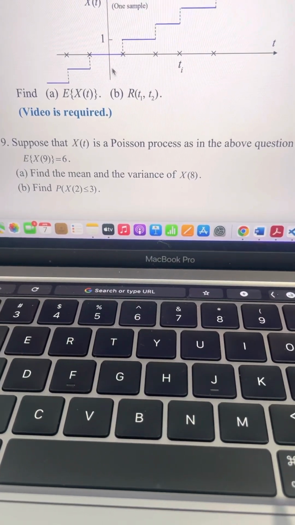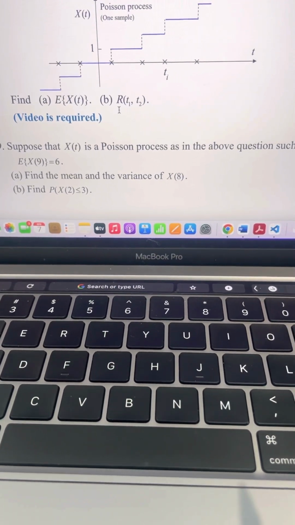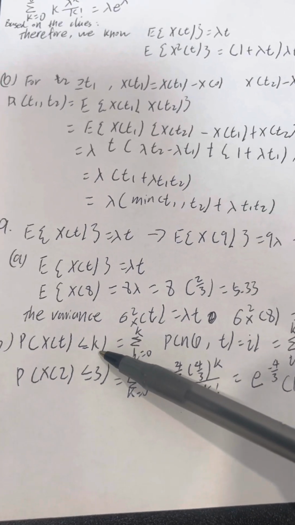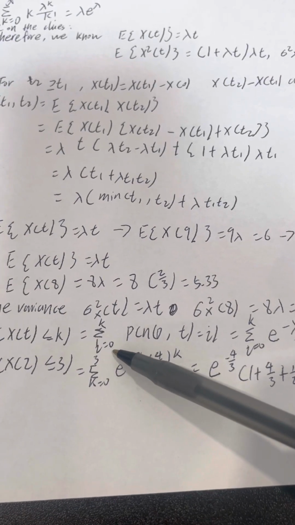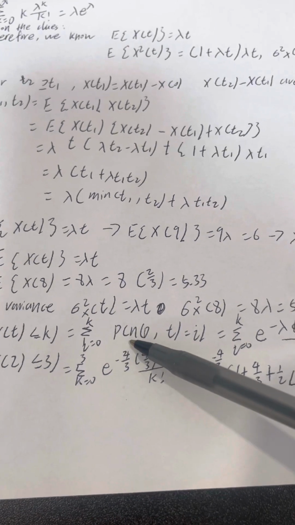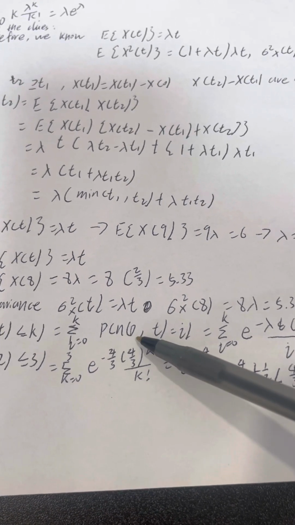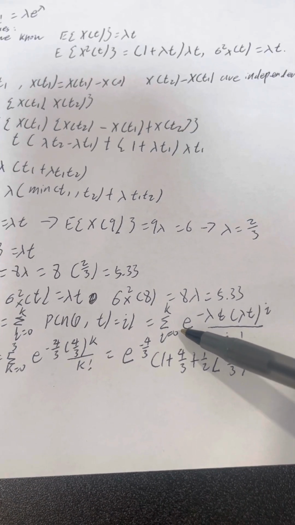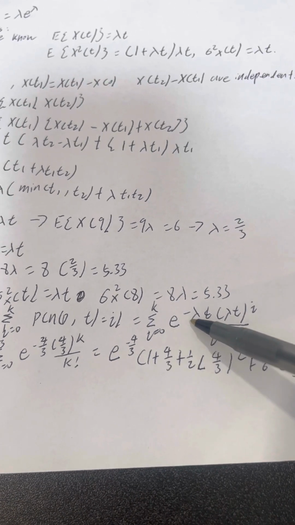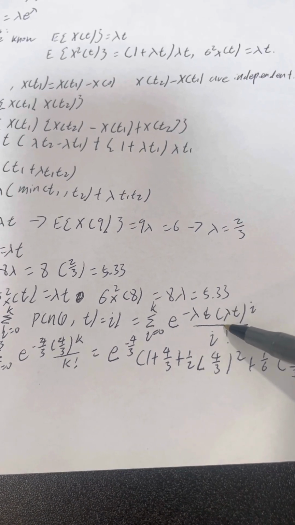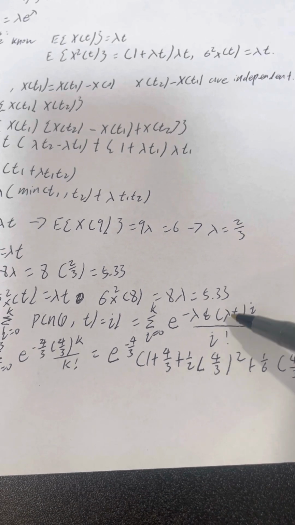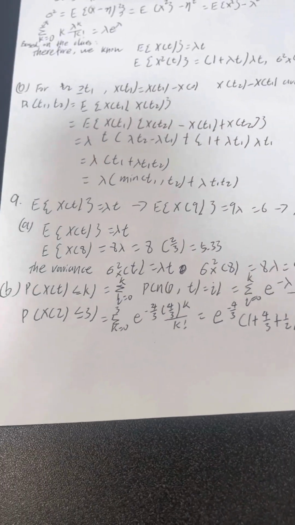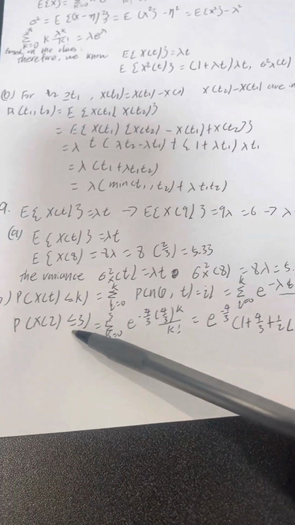In part B, we are required to find R(t1, t2). So P(X(t) is smaller than or equal to k) is equal to the summation from 0 to k of P(n(0, t) = i), which is the summation from 0 to k of e to the negative lambda t times (lambda t) to the i-th power over i factorial.